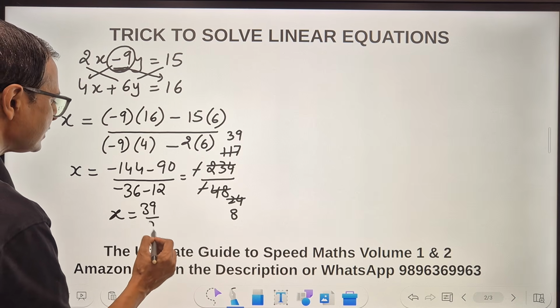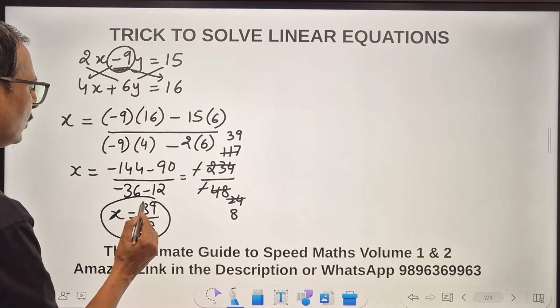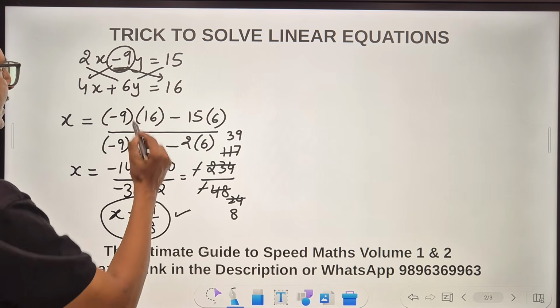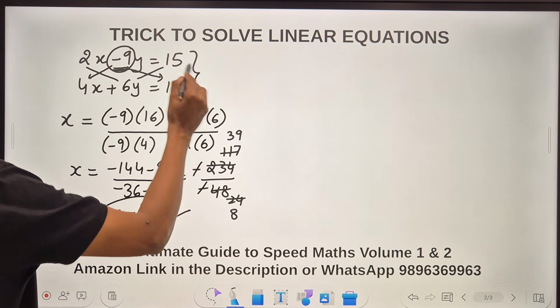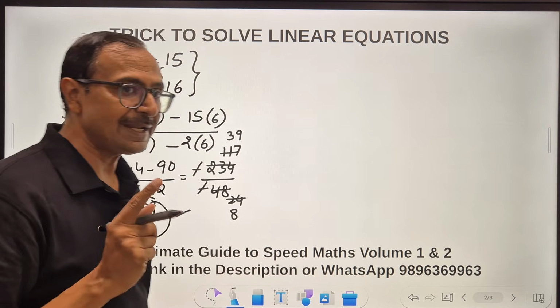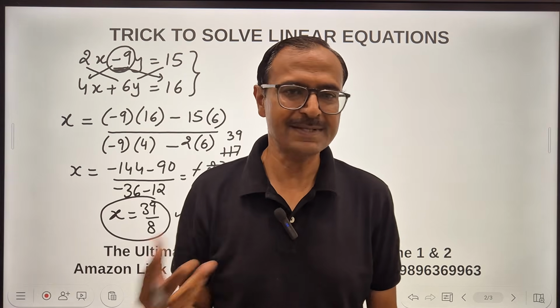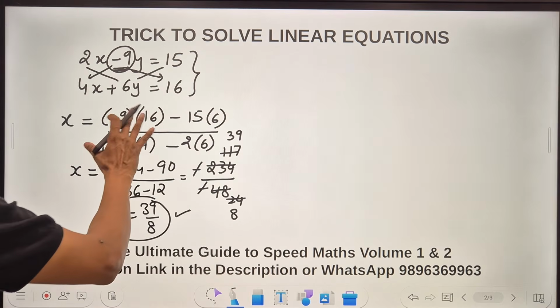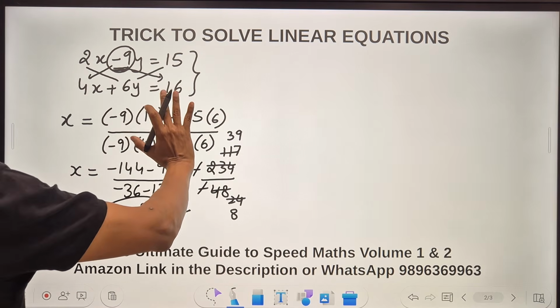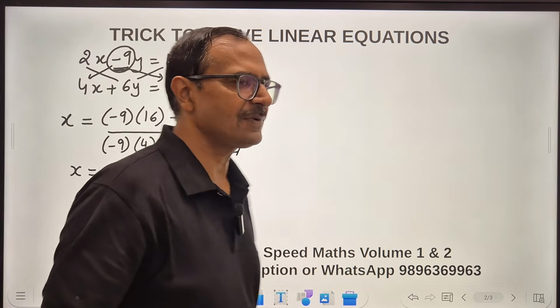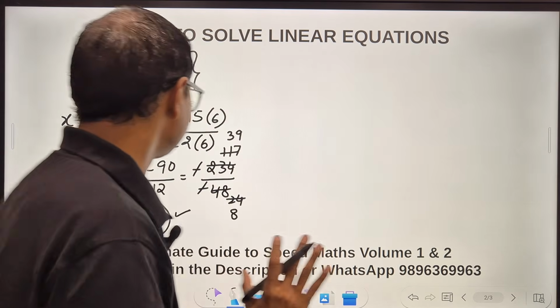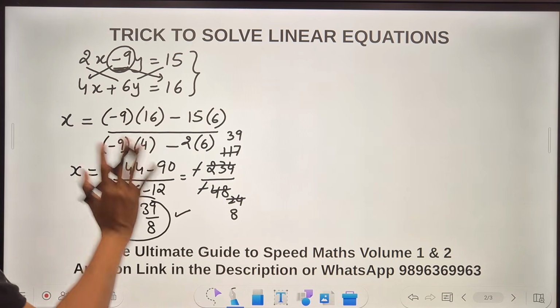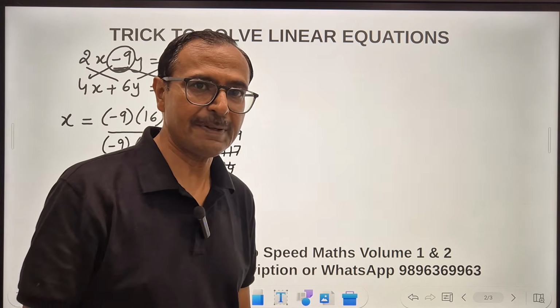39 by 8. Now once you get this value, you can put the value of x in any one of these equations and get the value of y. Getting the value of the first variable is the important part. Now I'll tell you, this method actually is not practiced by students, and that is why they always say that the cross multiplication method is the most difficult method given in the book.